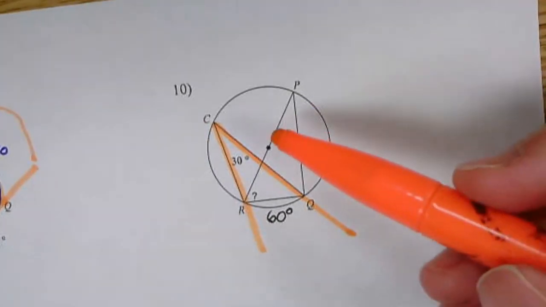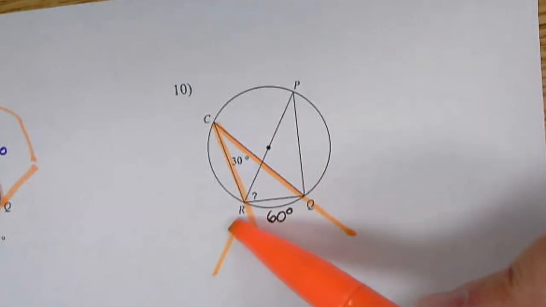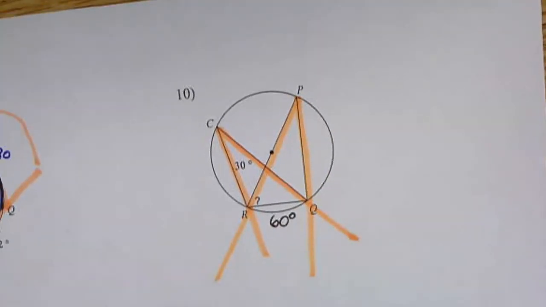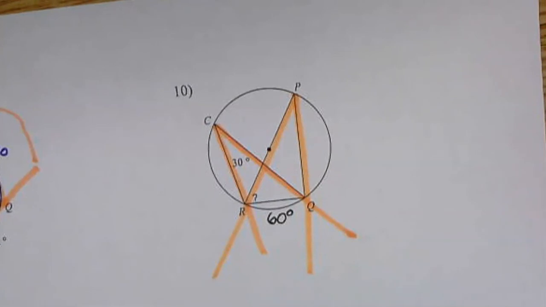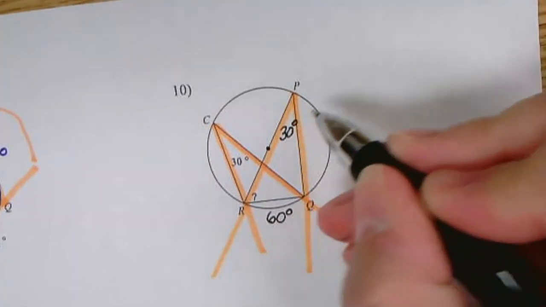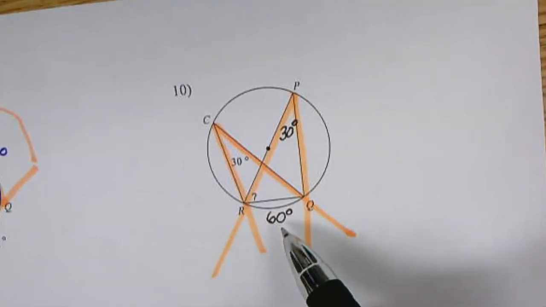I'm actually going to go ahead and trace it in orange also. It's the angle with vertex P. One side goes through R, one side goes through Q. So it intercepts that same arc RQ. And remember, two angles that intercept the same arc will be the same size. Not only was that a theorem, but we also just kind of showed it, because if they are both half of a 60-degree arc, they have to be the same.